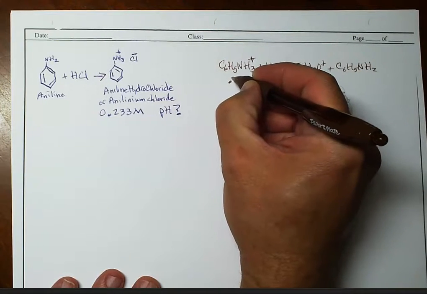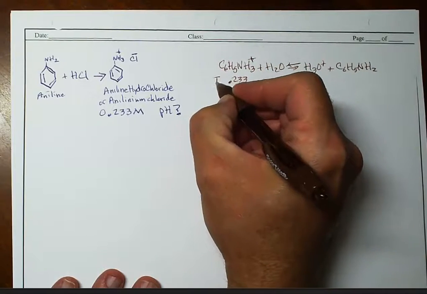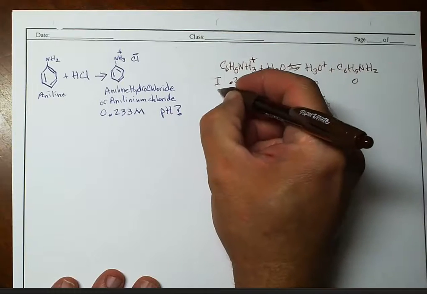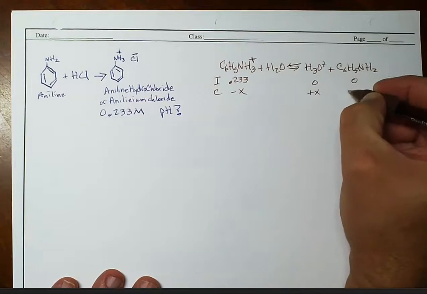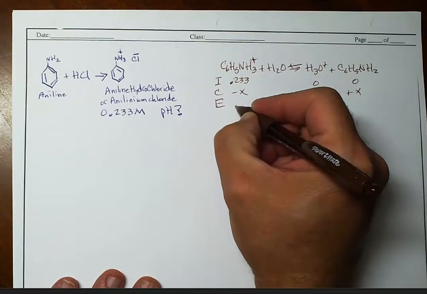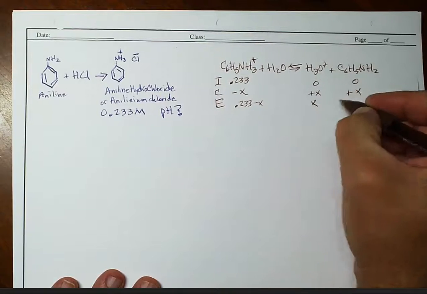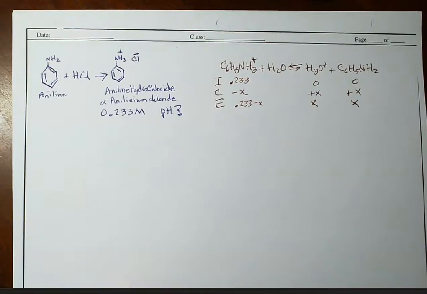Now if this stuff is 0.233 molar, then initially we have that. We have no hydronium, no aniline. This will decrease by X as our change, and we will create X of each of these, so that at equilibrium we'll have 0.233 minus X, X of hydronium, and X of aniline.